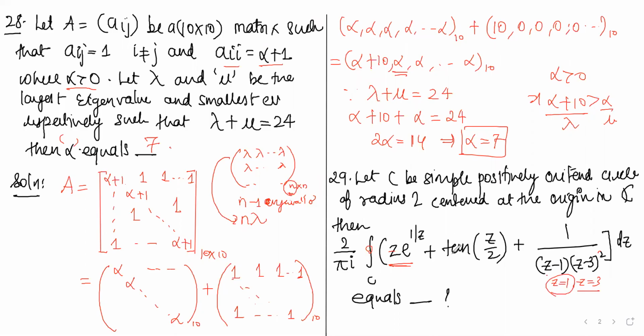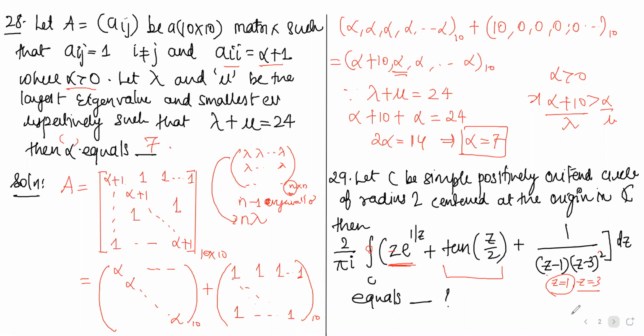And for this function tan(z/2), this function is analytic, so we don't have to worry about anything. That means if a function is analytic, then its integration over a closed contour C is always 0, by Cauchy integral theorem. So we just need to evaluate this one and this one. I'll use the Cauchy residue theorem to evaluate these two integrals.